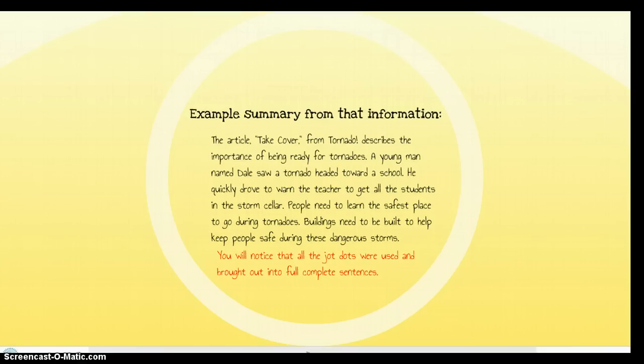So the article Take Cover from Tornado describes the importance of being ready for tornadoes. A young man named Dale saw a tornado headed toward a school. He quickly drove to warn the teacher to get all the students in the storm cellar. People need to learn the safest place to go during tornadoes. Buildings need to be built to help keep people safe during these dangerous storms. So I pretty much went through all the jot dots, put it together in a couple of sentences, and that's really all you need to do.